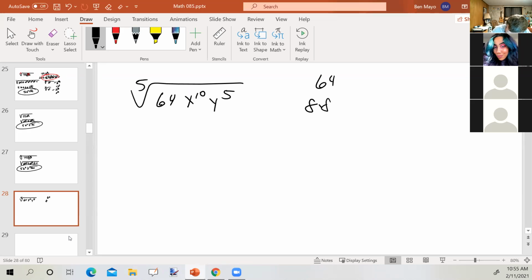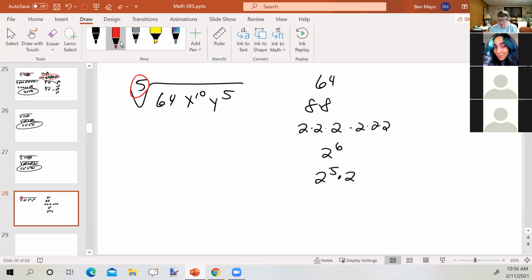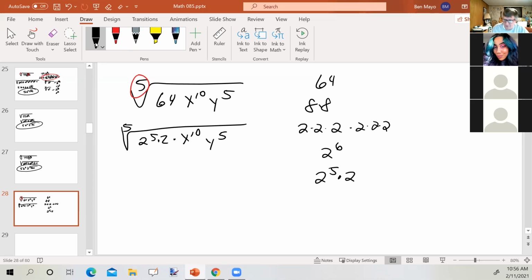64 is 8 times 8, which is 2 times 2 times 2 times 2 times 2 times 2, or 2 to the 6th power. But I'm going to write it as 2 to the 5th power times 2 to the 1 power. Why? Because I want to match my index or multiples of the index. So now this becomes the 5th root of 2 to the 5th times 2, x to the 10th. 10 is a multiple of 5. Excuse me, y to the 5th.